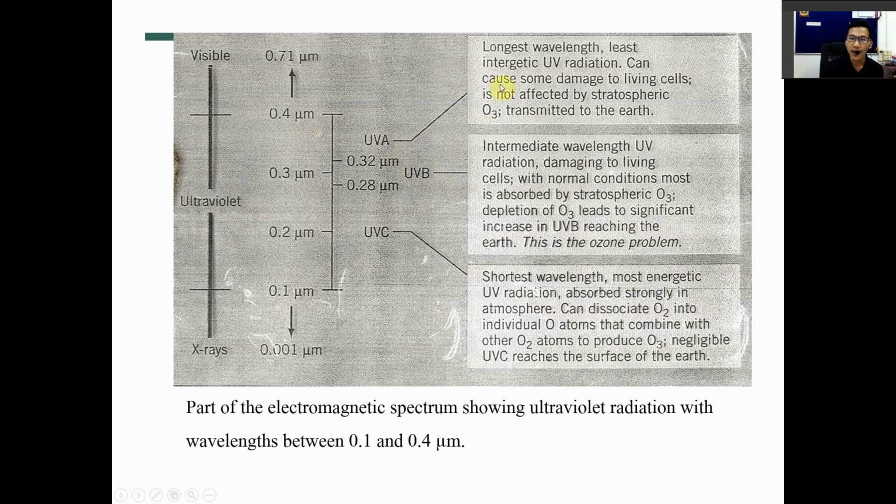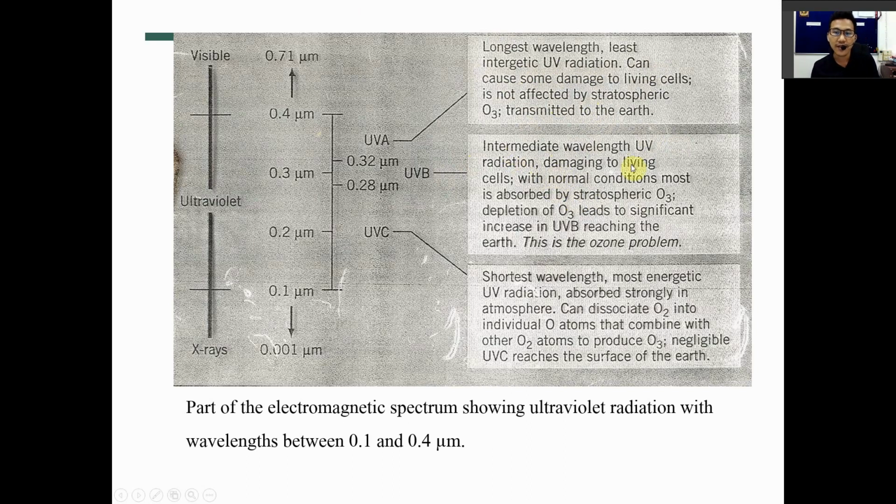You have UVA here, which is the longest wavelength, least energetic. UV radiation can cause some damage to living cells, of course. UVA is not affected by stratospheric ozone, so it transmits to the Earth. It's not that bad for UVA, but UVB, yes, it does.